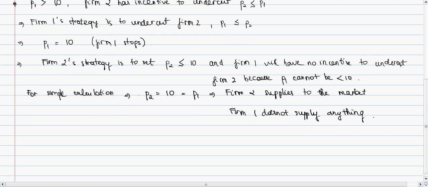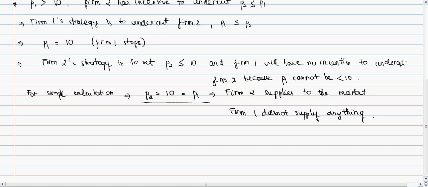Now, again, why is this the equilibrium? You would just be asking yourself, is there any firm which has any incentive to deviate from this? Firm 1 doesn't want to deviate to charge a different price. By charging a higher price, it will not get any market, so it doesn't have any incentive to charge a higher price. Does it have any incentive to charge a lower price? No, because the firm doesn't want to make a negative profit. So P1 equal to 10 is going to be the equilibrium for firm 1.